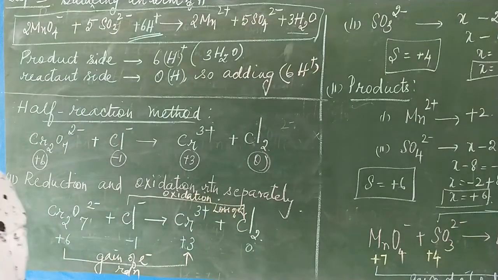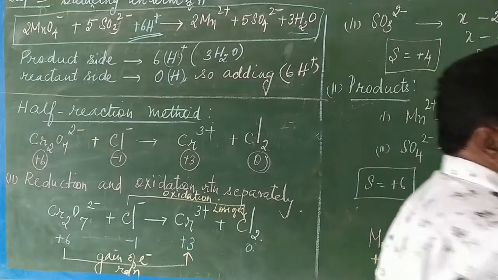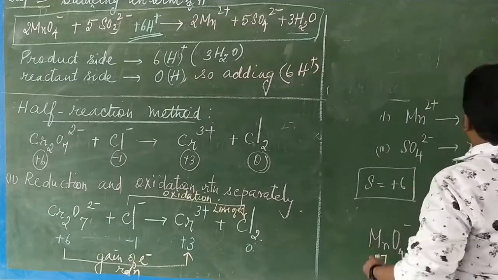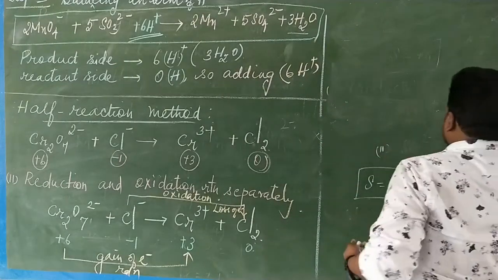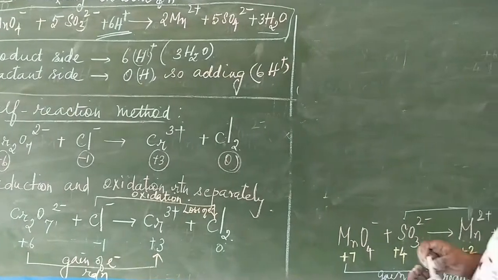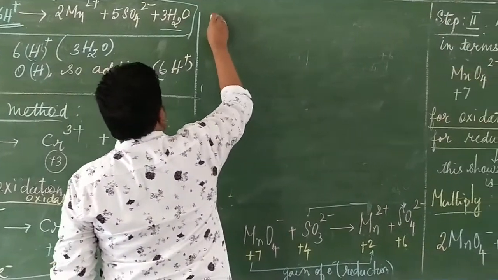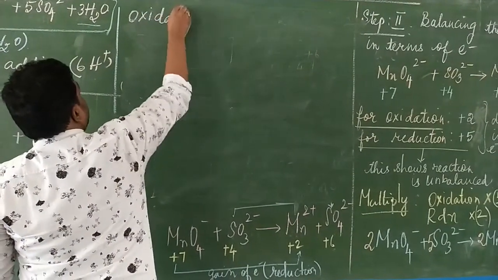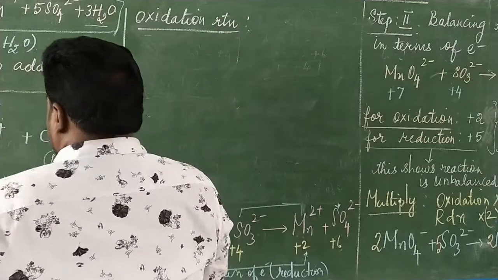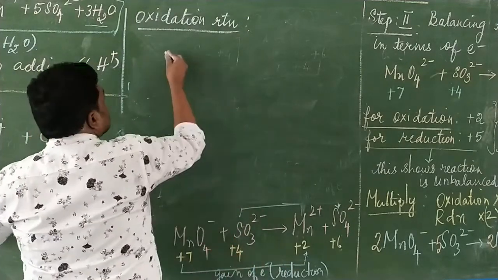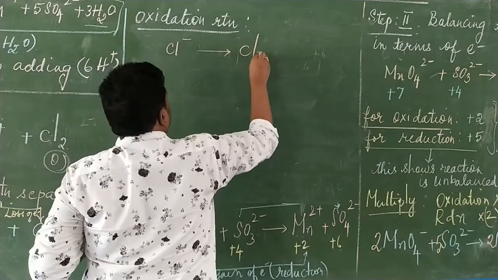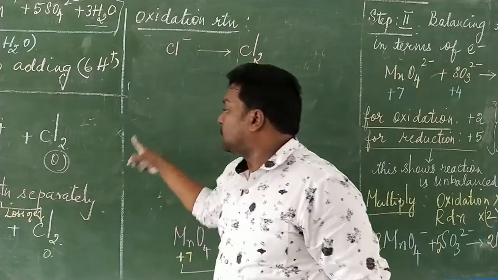Okay, so now the reduction and the oxidation reactions we have to write separately. We have written the overall reaction together, now we will write them separately. First, for the oxidation reaction. What is the oxidation reaction? Cl minus becomes Cl2. Cl minus becomes Cl2, that is oxidation.